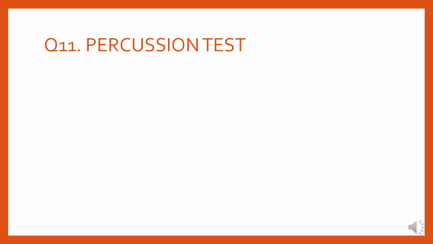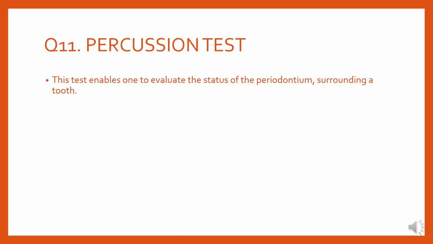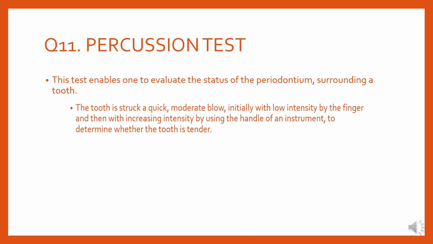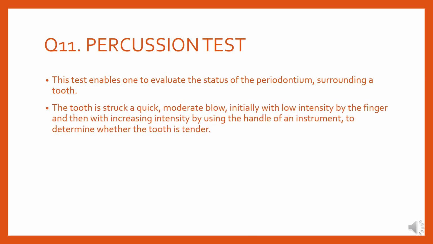Question 11 is percussion test. This test enables one to evaluate the status of the periodontium surrounding a tooth. The tooth is struck a quick moderate blow initially with low intensity by the finger and then with increasing intensity by using the handle of an instrument to determine whether the tooth is tender.